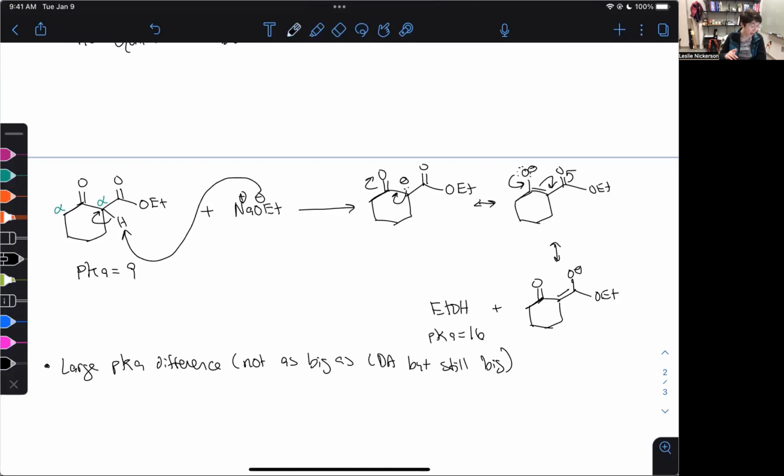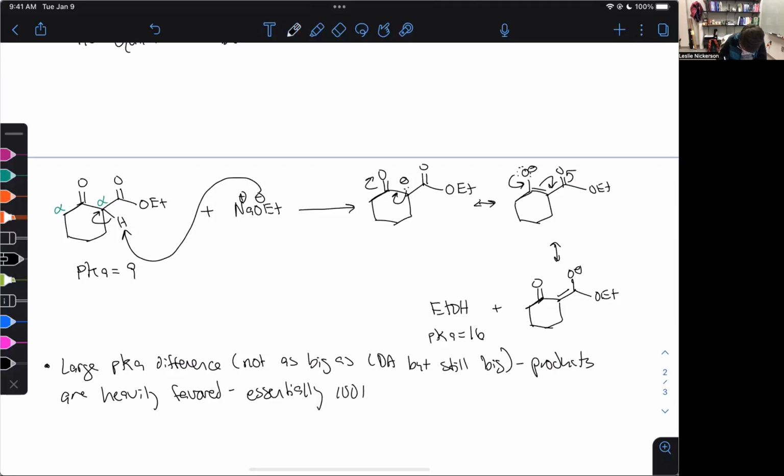Okay, so we still have products heavily favored. And so we're going to have maybe a tiny little bit of reactant, but it's going to be pretty negligible. Okay, so that's kind of what we want to think about.